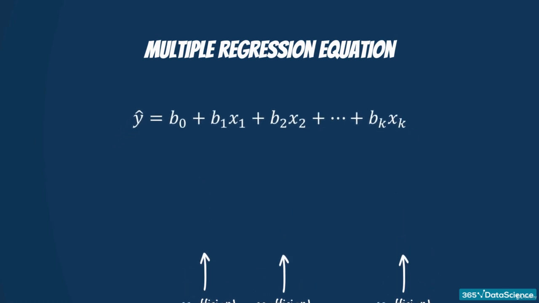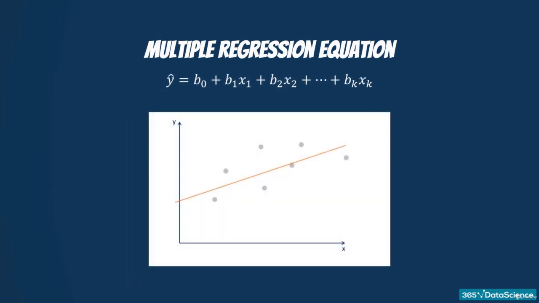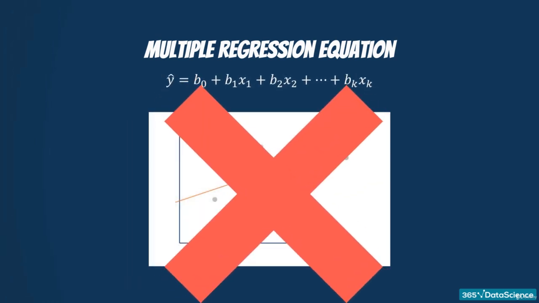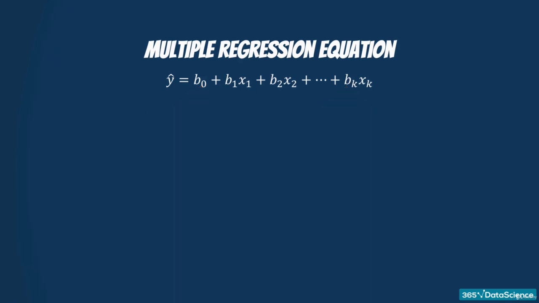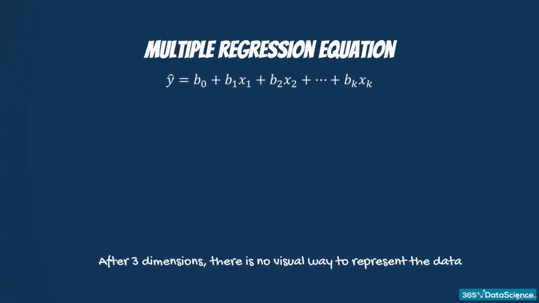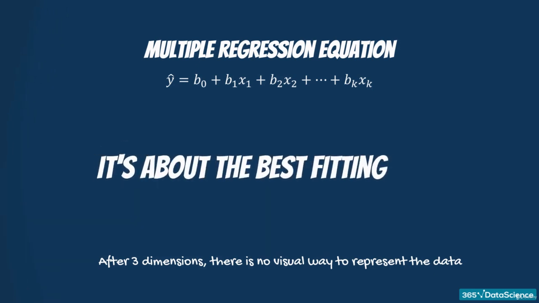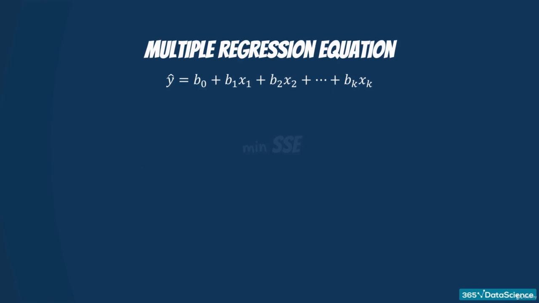The last thing to say about multiple regressions is that it's not about the best fitting line anymore. Actually, it stops being two-dimensional, and when we have over 3 dimensions, there is no visual way to represent the data. So, if it is not about the line, what is it about? It's about the best fitting model. As we saw from the OLS, what we really want is the least sum of squared errors.